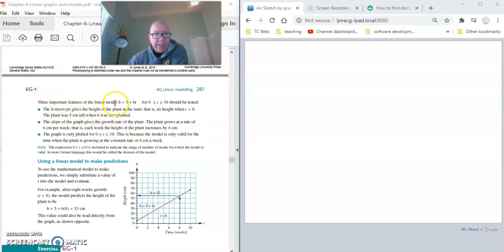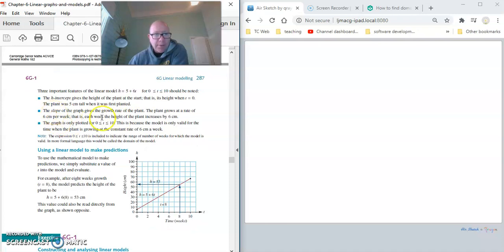3 important features of a linear model h equals 5 plus 6t, which we worked through before, for that range should be noted. Okay, so feature values. H-intercept gives the height of the plant at the start. That is its height when t equals 0, and it was 5 centimetres. The slope of the graph gives the growth rate. Plant grows at a rate of 6 centimetres a week, so that was our b. Okay, and each week the plant increases by 6 centimetres. That's what it's saying. Okay, and I think we kind of got that.